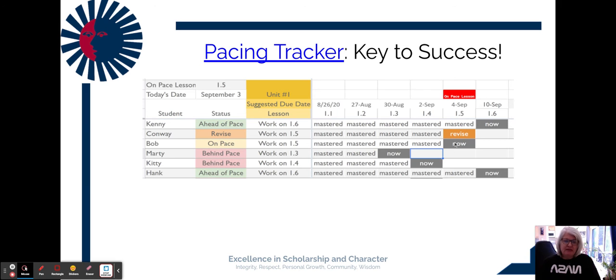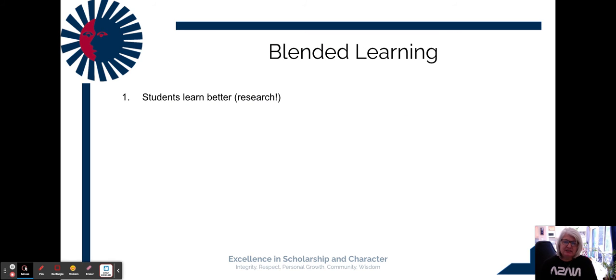So that's great. If you see the orange revise, that means they got through some stuff but definitely needed a little bit more practice, and so they're revising some work. You can see over here, it tells you if you're ahead of pace, on pace, behind pace, or revising something. I'll go over that with our specific pacing tracker so that you can see it. Hopefully that helps.